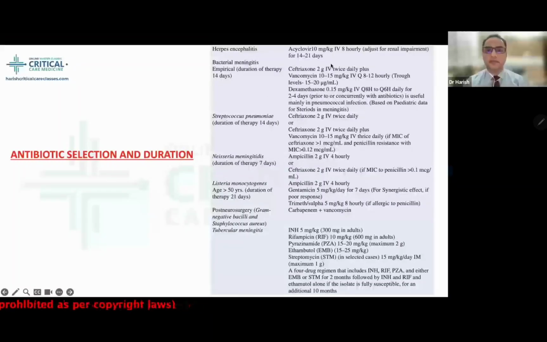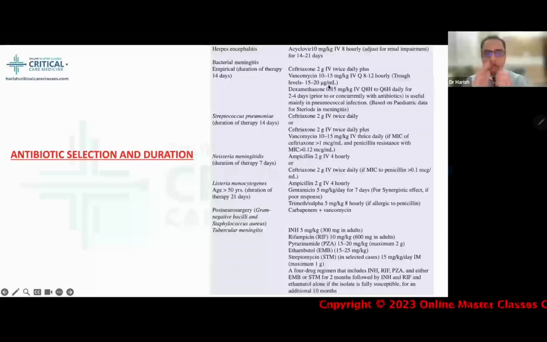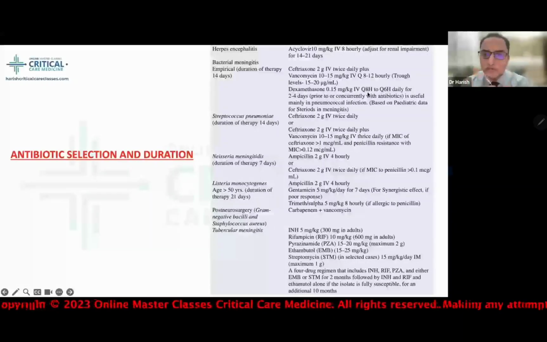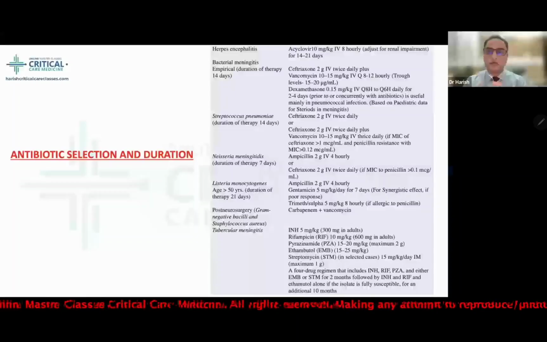So herpes encephalitis, acyclovir, 10 milligram per kg, 8 hourly, for 14 to 21 days. In bacterial meningitis, empirically, ceftriaxone 2 gram BD plus vancomycin, 10 to 15 milligram per kg, 8 to 12 hourly. Monitor the trough level; 15 to 20 mics per ml is the target. Dexamethasone 0.15 milligram per kg, 6 hourly, for 2 to 4 days, prior to or concurrent with the antibiotic, particularly in pneumococcal infection.